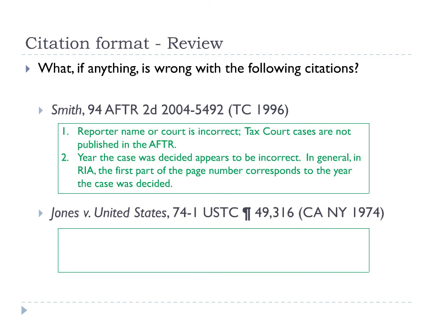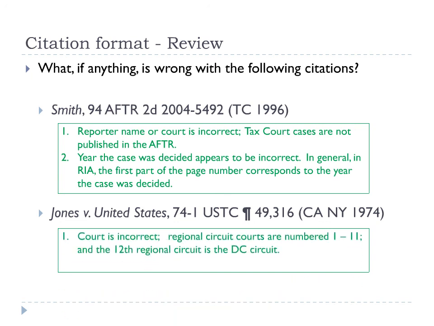1996 might have been the tax year at issue in the case, but that would not be the year that should be included in the citation. What about the Jones case citation? The name of the court is incorrect, but not in the same way as in the previous citation. Circuit court cases are published in the USTC reporter. However, regional circuit courts are numbered 1 through 11, and the 12th regional circuit is the DC circuit. Thus, if the circuit court's jurisdiction included New York, the court name should have been CA2 rather than CANY.